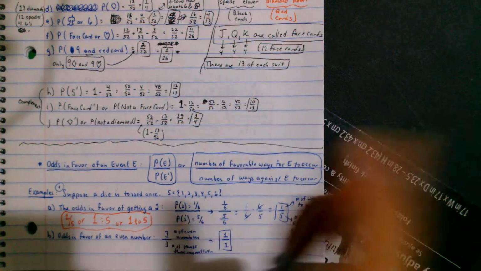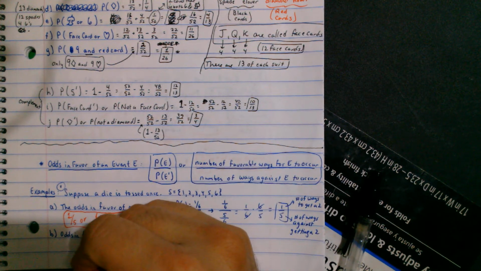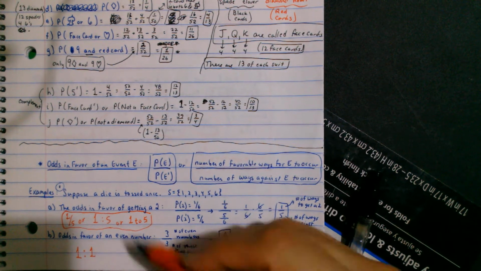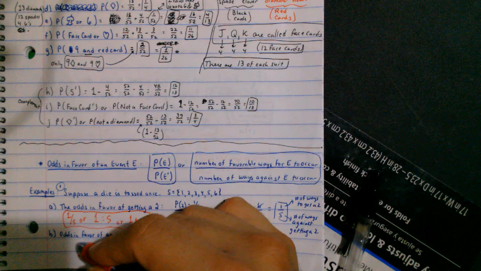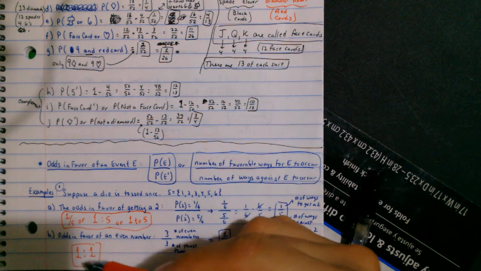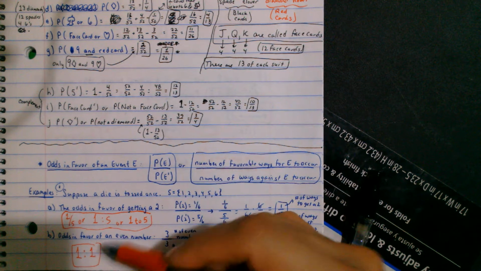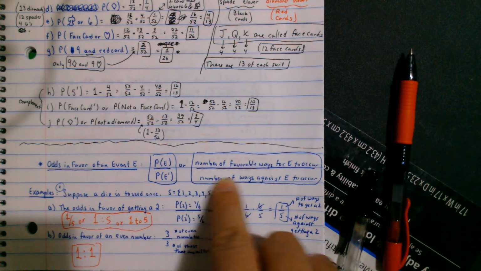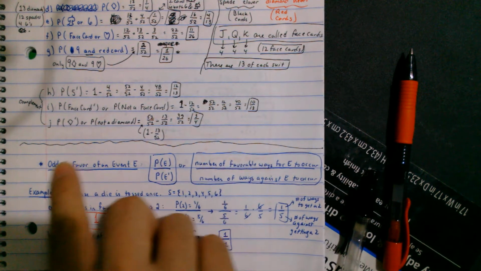So for every chance for you, there's a chance against you. So it's kind of like a 50-50 shot. 1 to 1 means that for every chance you have in your favor, you have a chance against you. That's what it is. So it's the number of ways in your favor versus the number of ways against you. That's the odds in favor.